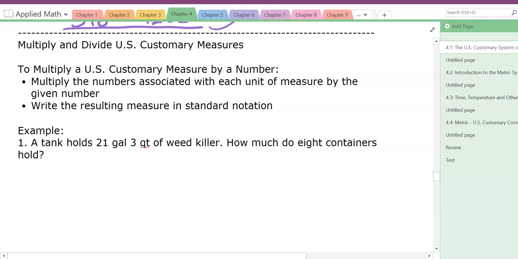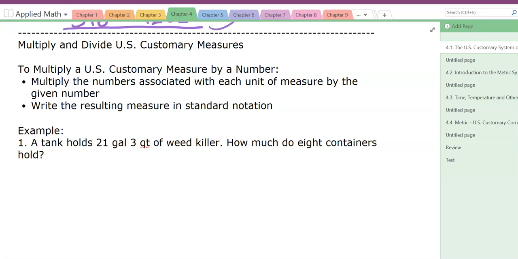Yesterday we were talking about working with customary measures. We did a lot with adding and subtracting. Today we're going to do a little bit more with them, but we're going to focus on multiplying and dividing. And we're, again, only going to be working with the US customary measure. So we're not dealing with anything with the metric system yet.